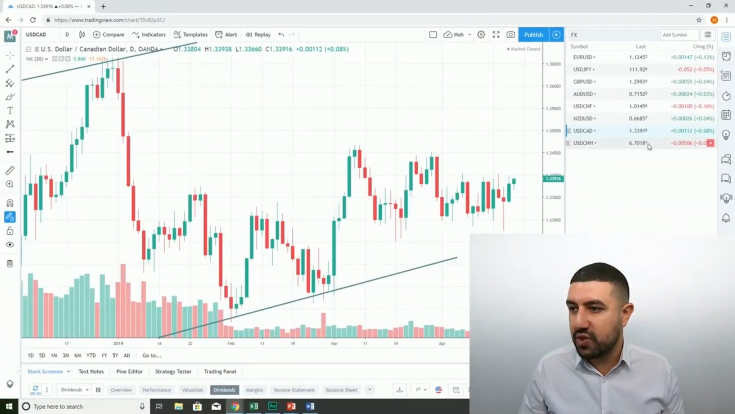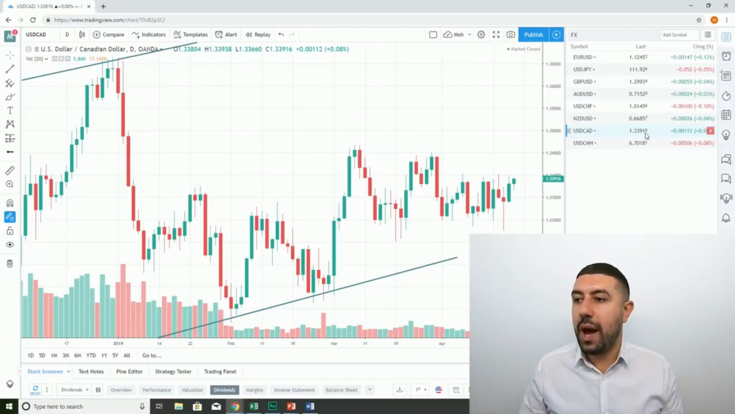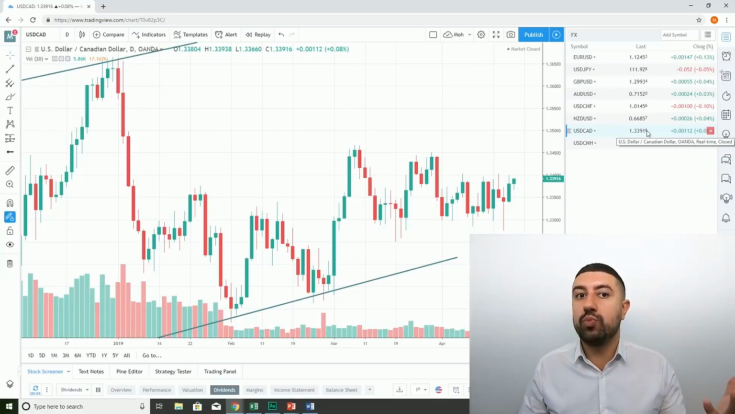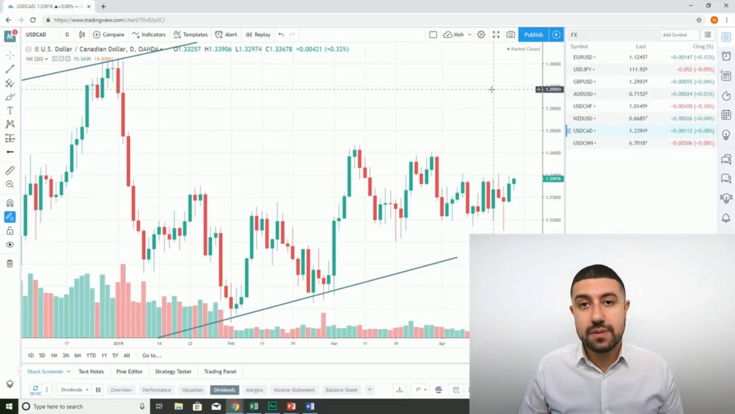So you'll see here, this small 6 here, that's a pipette, right? So if this currency goes from 1.33916 to 1.33918, then it went up by 2 pipettes, right? Usually we're going to be talking in terms of pips, right?